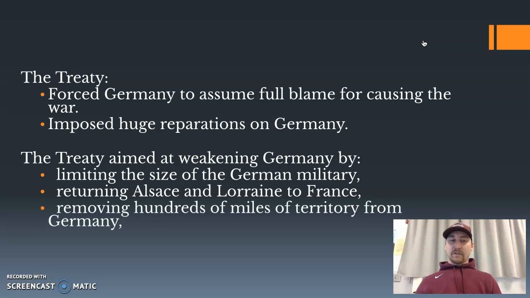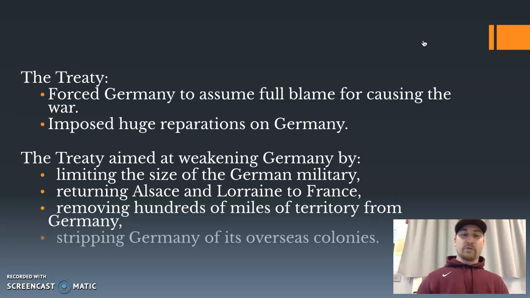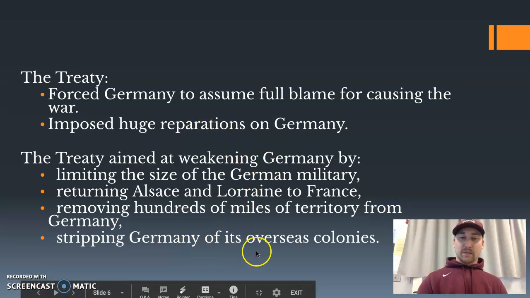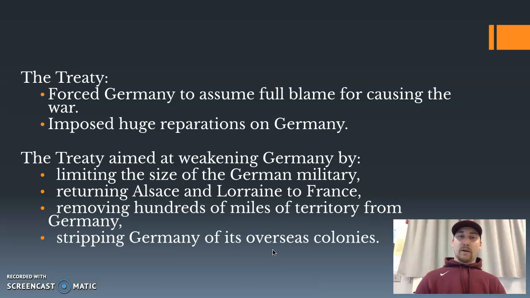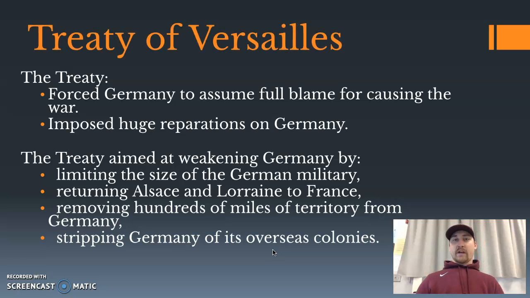Next, they removed hundreds of miles of territory from Germany. This proved to be devastating to their economy because not just by limiting the miles of territory and their scope of influence in Europe, they also stripped away many of their overseas colonies. And as we learned before in imperialism, these colonies that they had were very productive and very useful to their economy. And so we see when you have reparations that are being imposed, but an economy that's being limited because you're stripping them of their colonies, you can see how this is not adding up to be a very fortunate outcome for Germany. And this became known as the Treaty of Versailles.